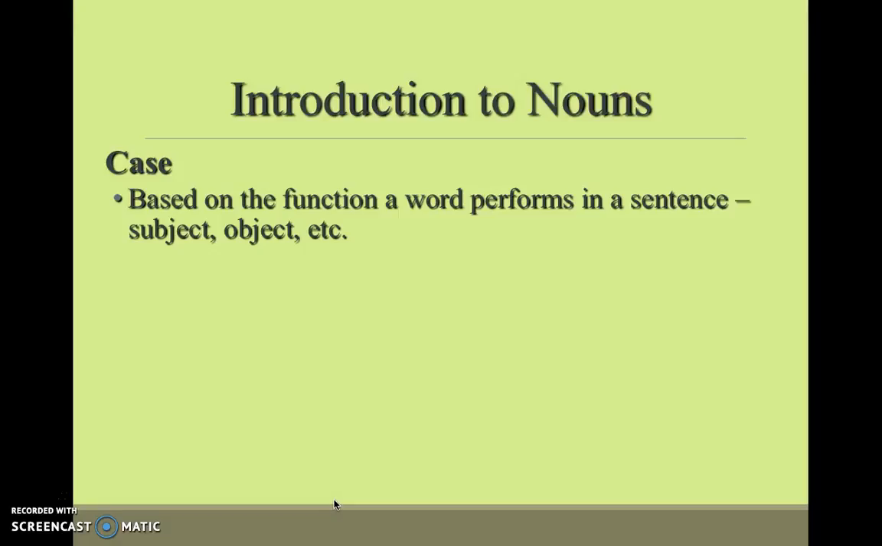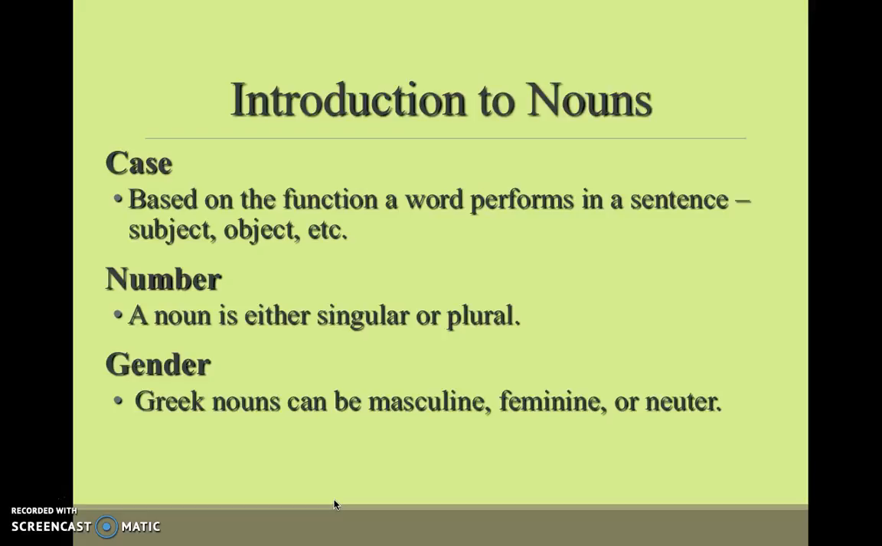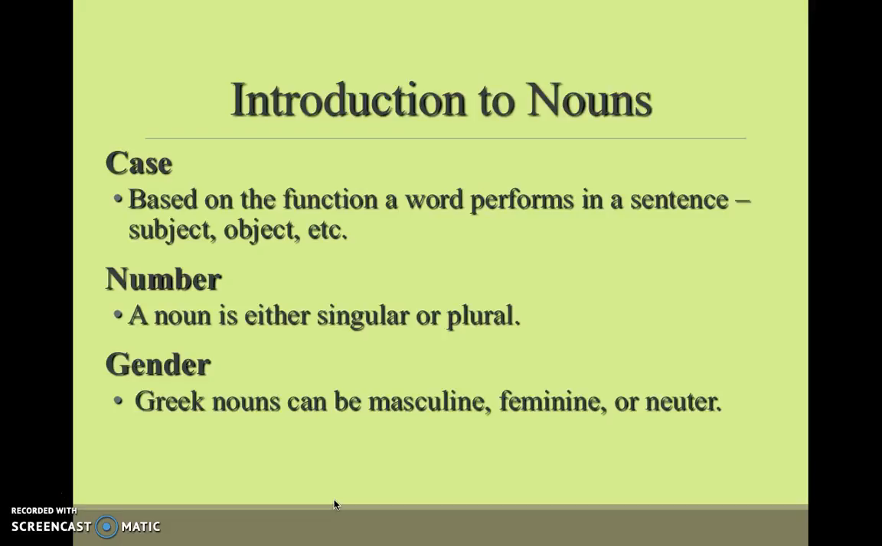The case of a noun tells us basically how that word is functioning or performing in a sentence. Is it the subject? Is it the direct object? Is it the indirect object? Nouns, like verbs, have number. It can be singular or plural. And the reason that verbs have number, singular or plural, is because that subject is embedded in the verb, remember? Nouns also have gender, and that can be masculine, feminine, or neuter.